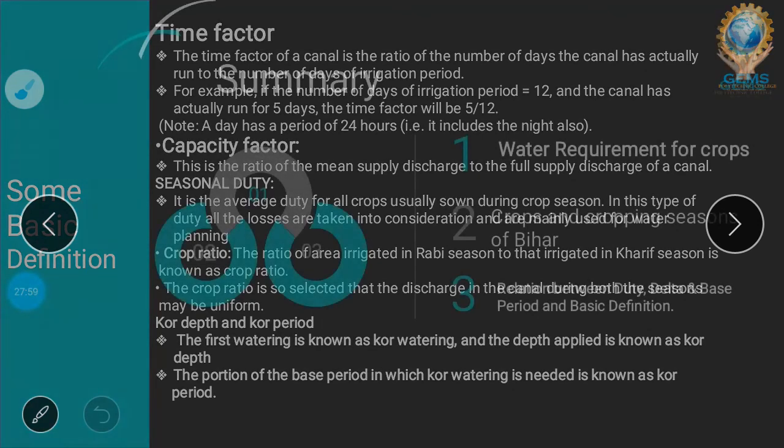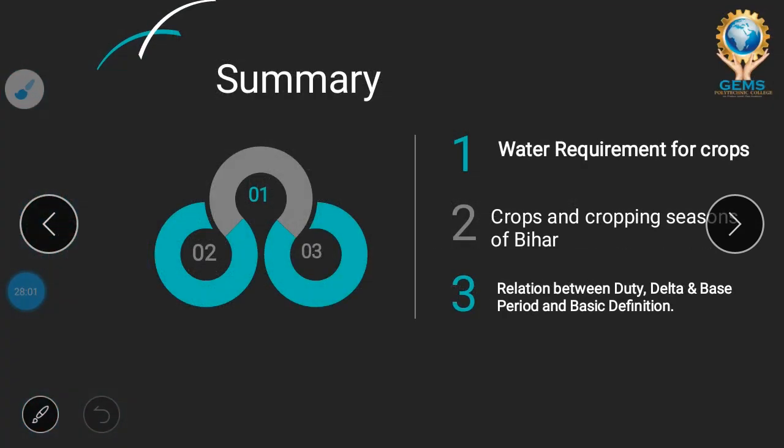Okay, so what did we see in this class? We will see in the summary that is water requirement for crops, which type of crops, like we have seen about the cropping season in Maharashtra and Bihar. Then we have seen the relation between delta, duty, base period, and some basic definitions. Then factors affecting duty. Then how to improve duty. So these were the topics we have covered under this class.